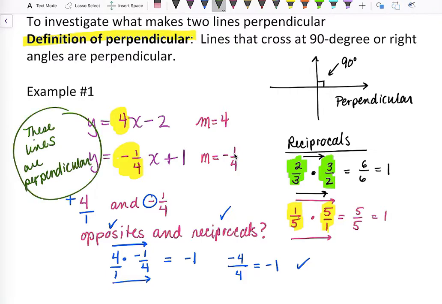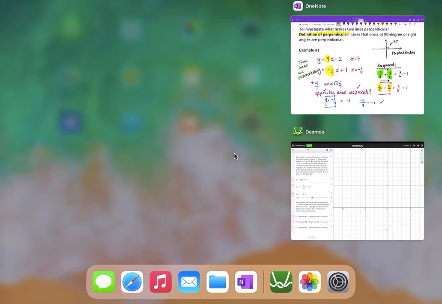Okay, so that's how we check. We need to look at the slopes. These lines are perpendicular. So let's look at example 2. Oh, first let's look at the graph of example 1.